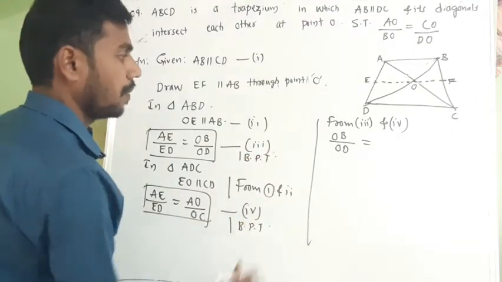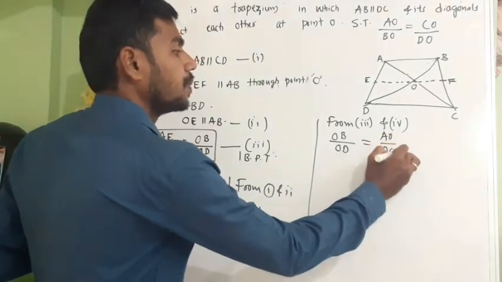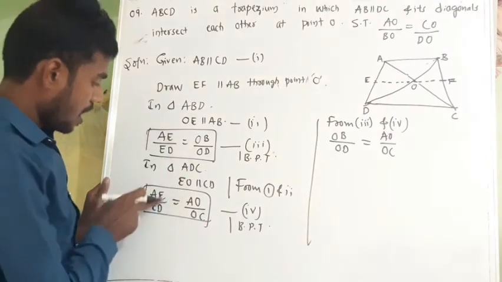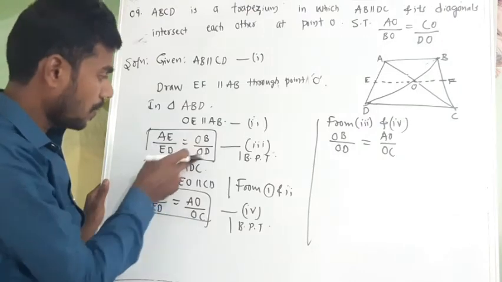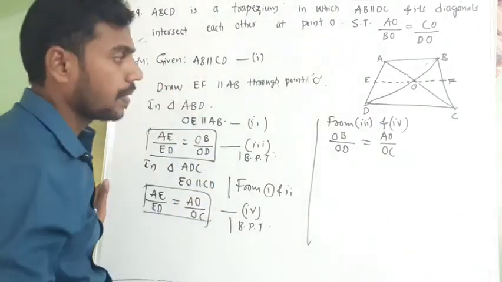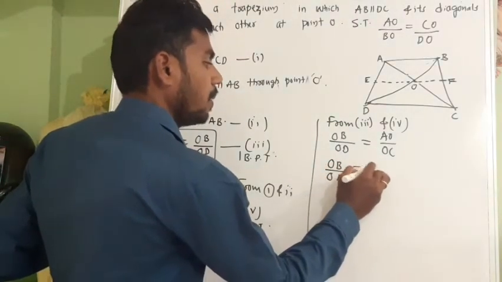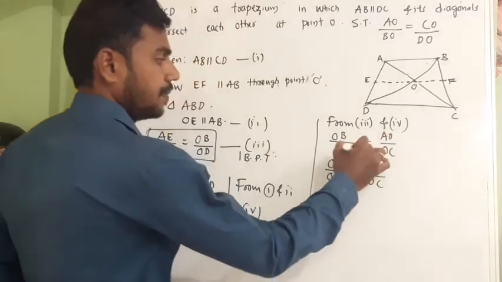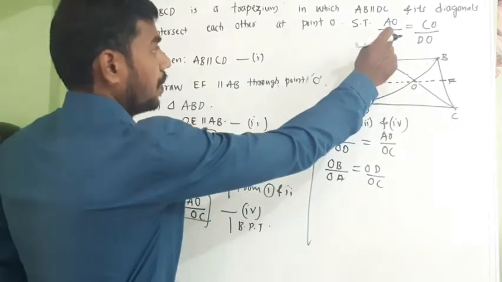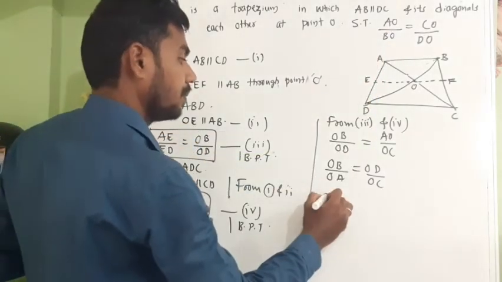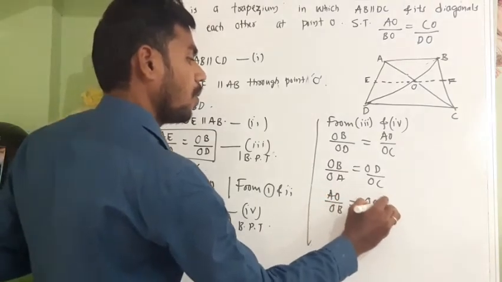Basic proportionality theorem. Now OB by OD is equal to AO by OC. From 3 and 4, AE by ED, AE by ED, LHS is equal, so I can equate RHS. OB by OD is equal to AO by OC. Or else I can write OB by OA is equal to OD by OC. I can interchange. So OB by OA is equal to OD by OC. Or else I can write AO by OB is equal to OC by OD.